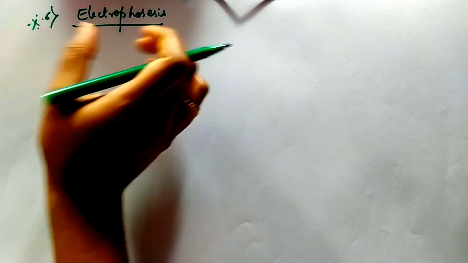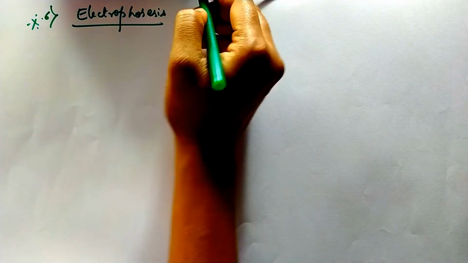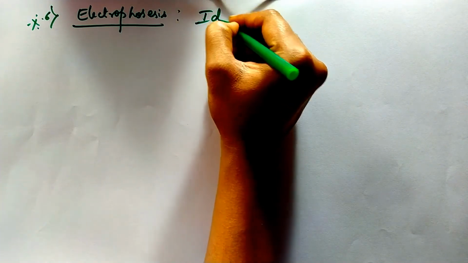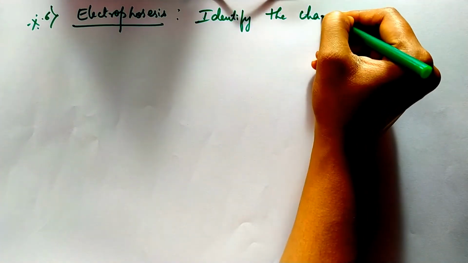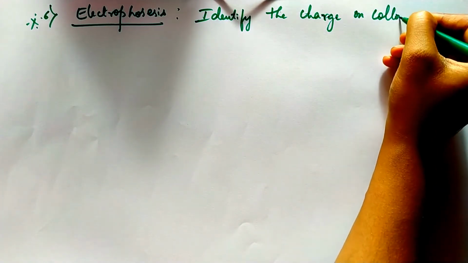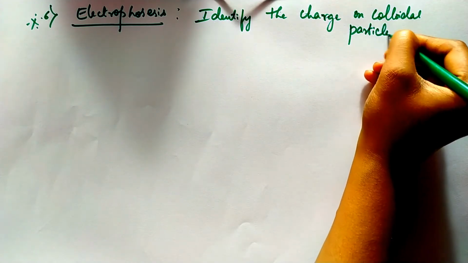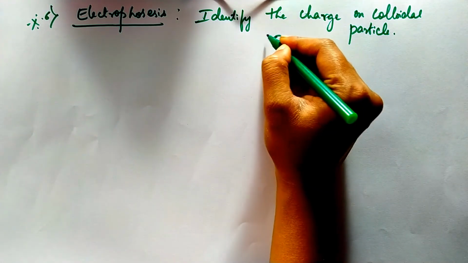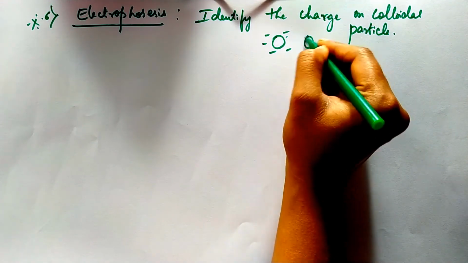So electrophoresis, what is the use of this electrophoresis? It is used to identify the charge on colloidal particles. You can easily identify the charge present on the colloidal particle, whether it is positive or negative.